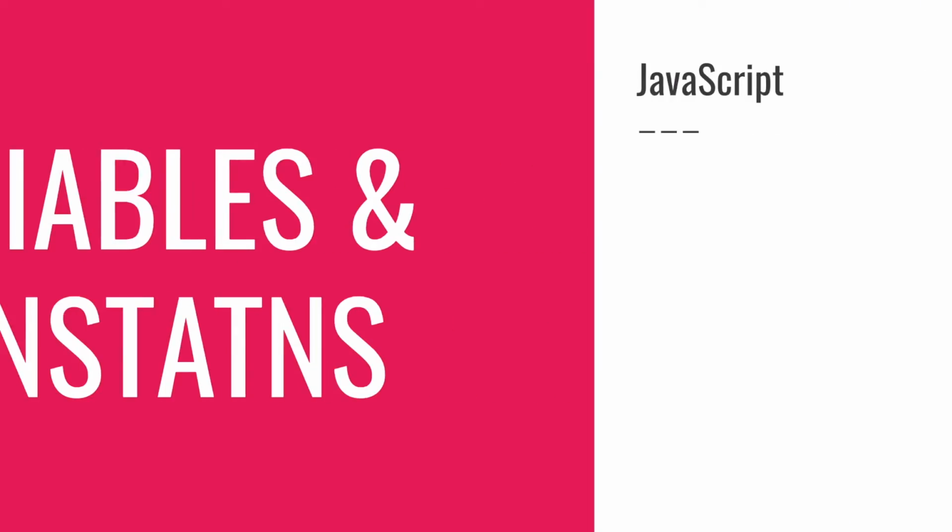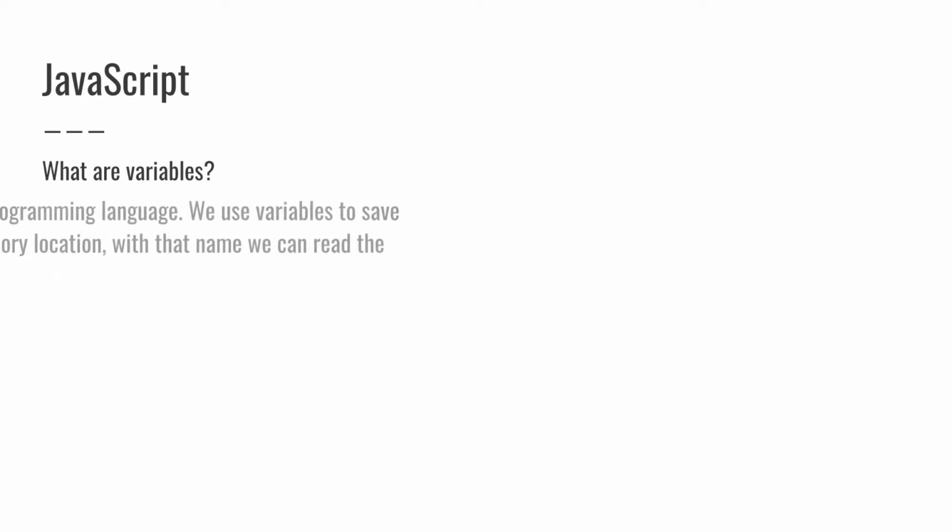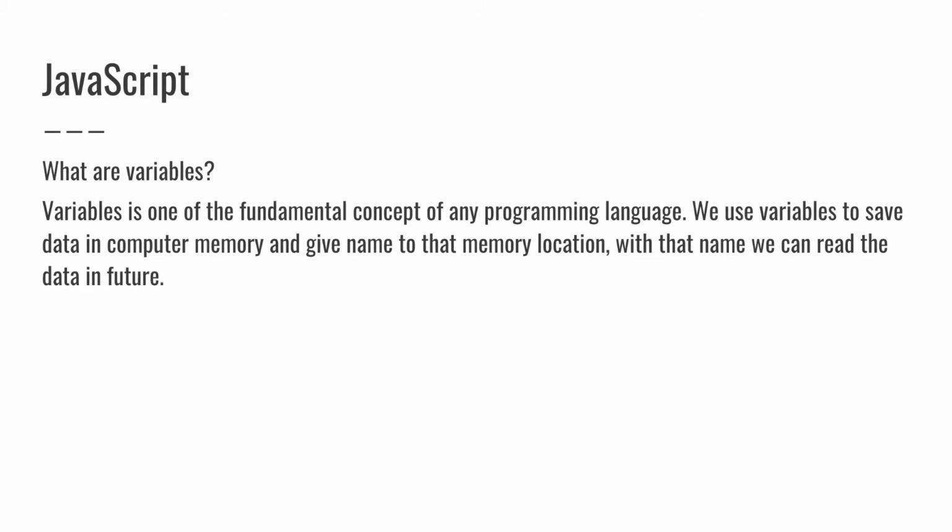So let's see what variables in JavaScript are. Variables are one of the fundamental concepts of any programming language. We use variables to save data in computer memory and give a name to that memory location. With that name we can read the data in the future.